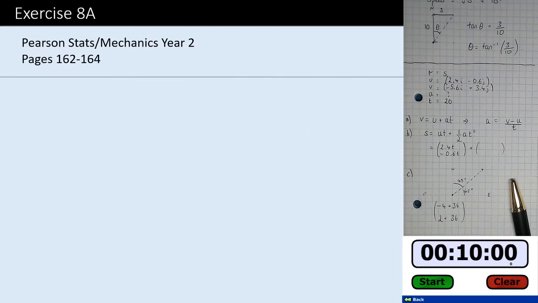You can now go ahead and go through exercise 8A from the textbooks, which I believe we still have access to online. And go for it from there. Go nuts, as I say.